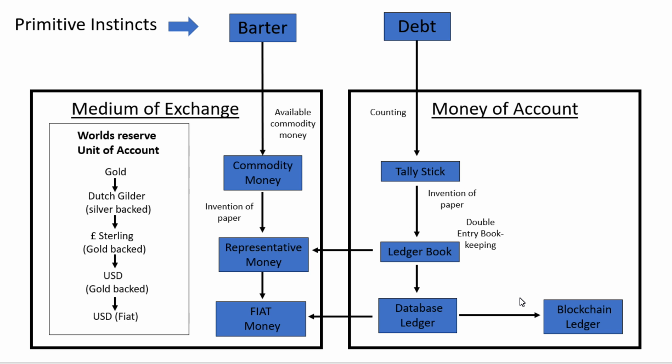And so unlike the current system where there's lots of scope for corruption and fraud and people making mistakes and hacking and things, the Bitcoin blockchain ledger is a massive improvement on that.